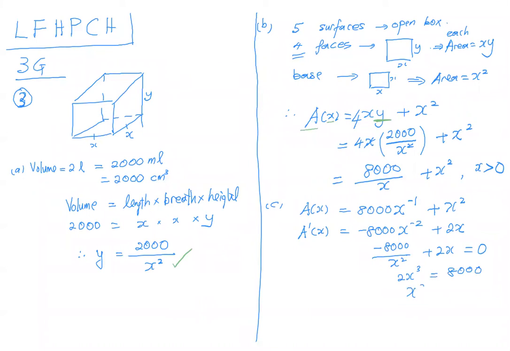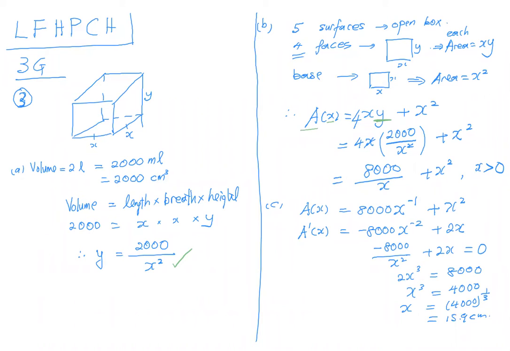So your x cubed equal to 4,000. So your x equal to cube root of 4,000, to the power of 1/3. Yeah. So you get 15 point something, is it? Is Miss Do doing it correctly? Yeah, 15.9.